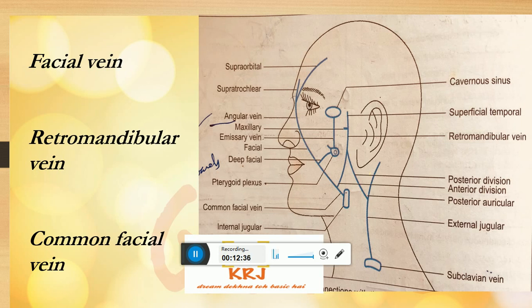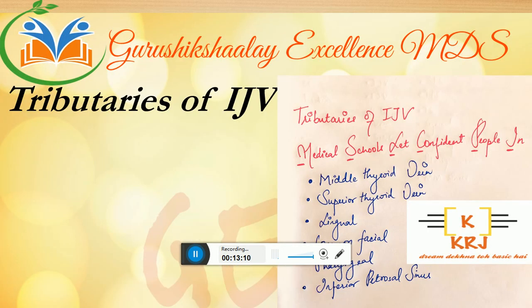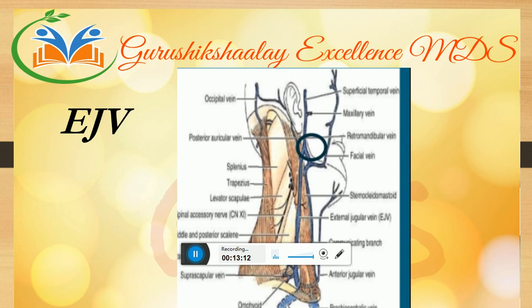Repeat. External jugular vein, how is it formed? Posterior division of the retromandibular vein and posterior auricular vein. See, this is the auricle, correct? The ear. This is the posterior auricular vein, and this is the retromandibular vein. This is the anterior division going that side, and this is the posterior division. So the posterior division of the retromandibular vein and the posterior auricular vein give you the external jugular vein, which ultimately drains into the subclavian vein. Done? This is about the external jugular vein.